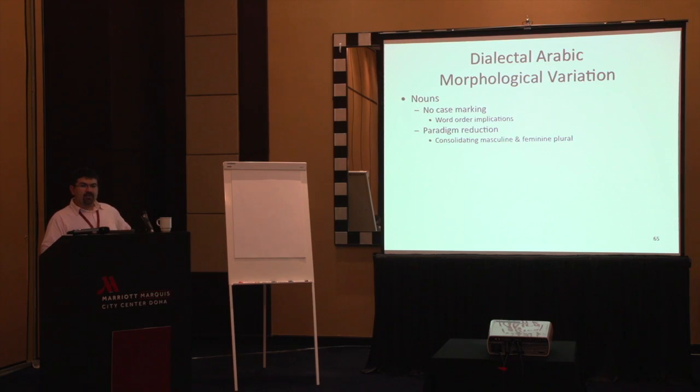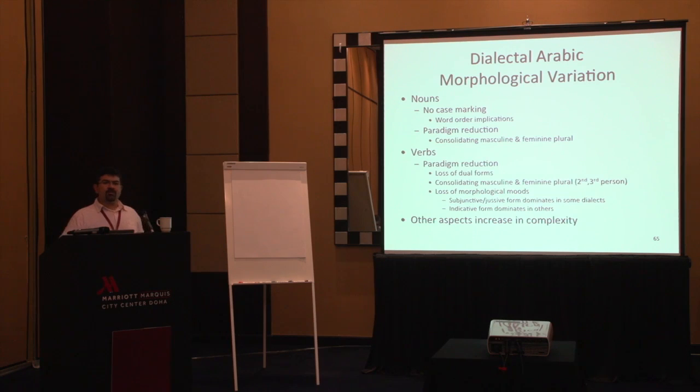Nouns and verbs both have simplification in the paradigm. Where standard Arabic has case endings, the dialects predominantly just drop them. Paradigm reduction: things like the plural masculine and plural feminine are now just plural, and typically it goes with the masculine more than the feminine. You also get similar behavior in the verbs. Things are just more simplified. This is not surprising, and it's consistent with what happened in Romance languages vis-a-vis Latin, where case disappeared.